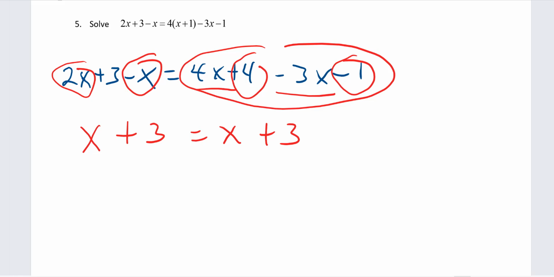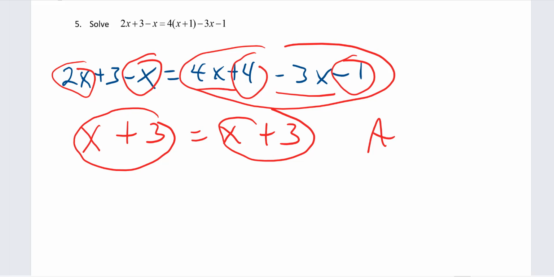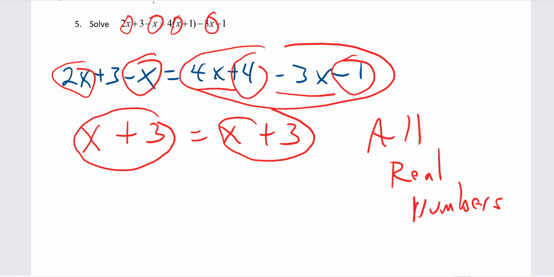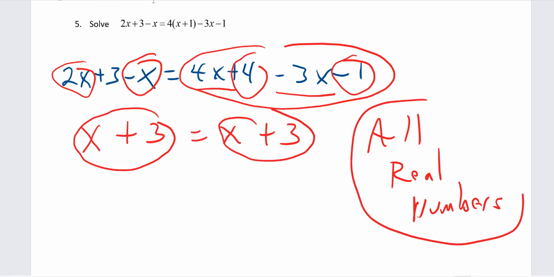If you have an equation and both sides are identical, that means the answer is all real numbers. That means any number in the world, if you plug it into both sides for x, will make the equation true. Pick any number in the world, plug it in for x on both sides, and simplify both sides. You will see both sides will be equal to each other. So this is the answer.